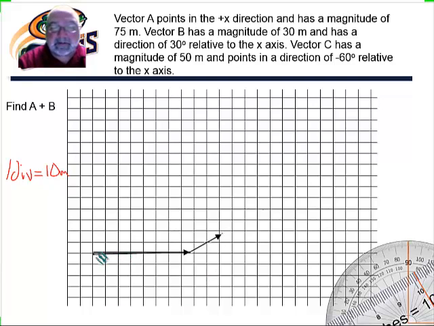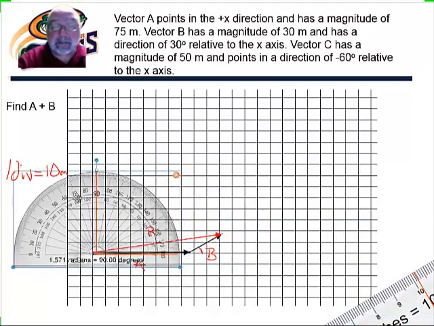And my resultant vector is going to go from the tail of the first to the tip of the last. I'm going to label my vectors now. That's vector A, vector B, and the resultant. So we've graphically added. We drew vector A, 75 meters, 7.5 blocks. Vector B, 30 meters at an angle of 30 degrees. And then our resultant. All I have left now is to measure my resultant.